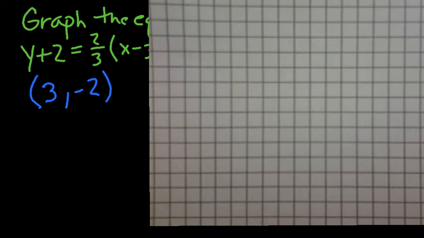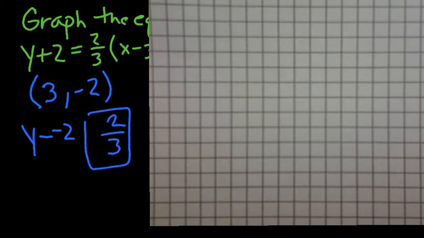Well, remember how there's a minus sign in this formula? So before I pull that ordered pair out, I have to, either on paper or in my head, change that y plus 2 to y minus -2, because I need a minus sign because of the formula. So therefore I have 3, -2. That's my ordered pair. And what's my slope? My slope is 2/3.